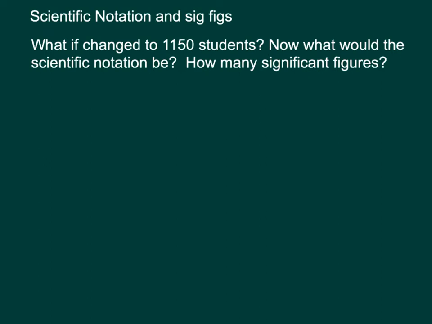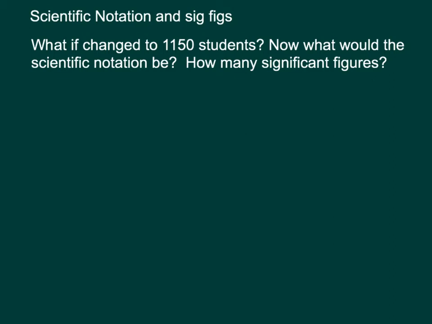So now we're going to do a problem with scientific notation and significant figures. What if the number changed to 1,150 students? Let's say the student who had a 6.3 times 10 to the negative fourth on their last test did not actually make it through the year, and now we want to represent this in scientific notation. The problem is going to be this ambiguity of whether or not we count the zeros to the right as being significant.